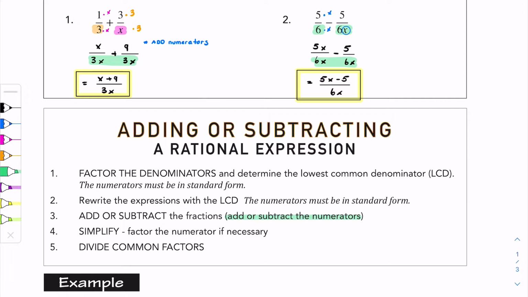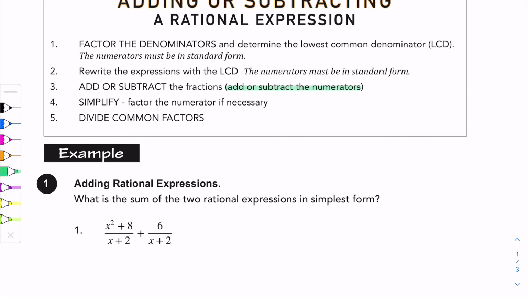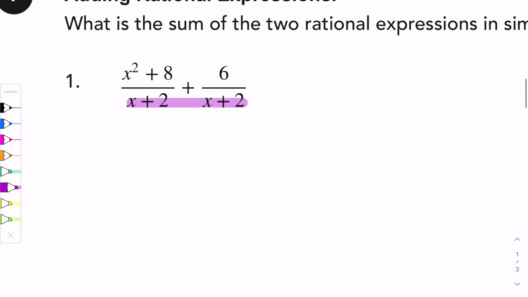Step 4 is to simplify. Simplifying might require you to factor the numerator so that you can eliminate common terms. And step 5 is to divide out common factors. The first example I gave you, I actually already put with a common denominator just so we could skip over that step and we could see what it's like to add or subtract, in this case add, with a fraction that already has a common denominator. So we don't need to touch those.